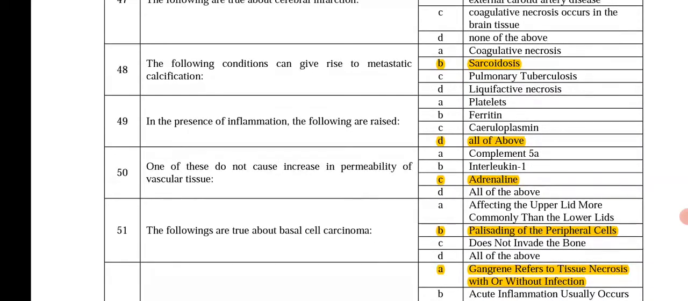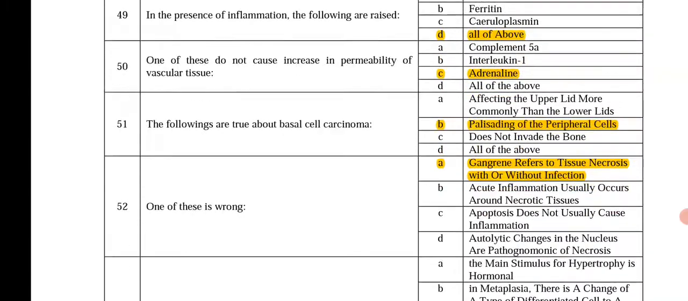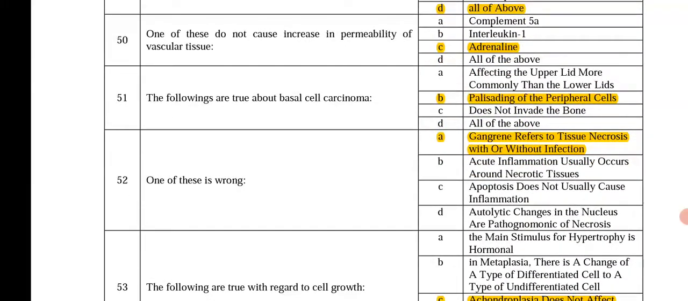sarcoidosis. In the presence of inflammation, the following are raised, all of above: platelets, ferritin, and ceruloplasmin. One of these does not cause increase in permeability of vascular tissue: adrenaline. The following are true about basal cell carcinoma: palisading of the peripheral cells. One of these is wrong.